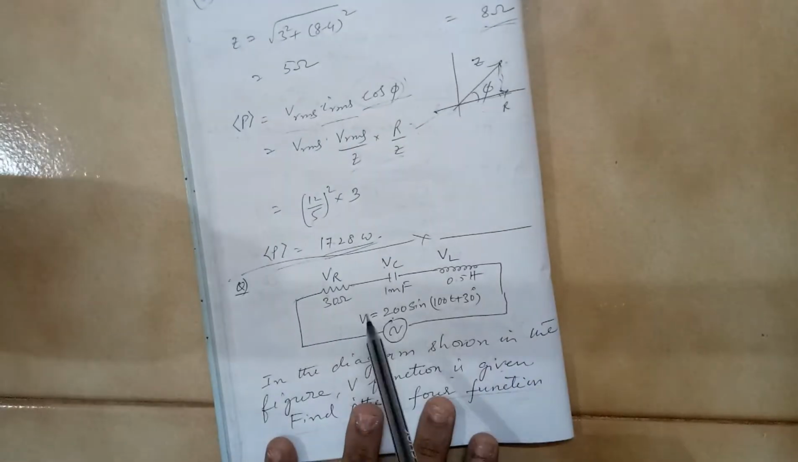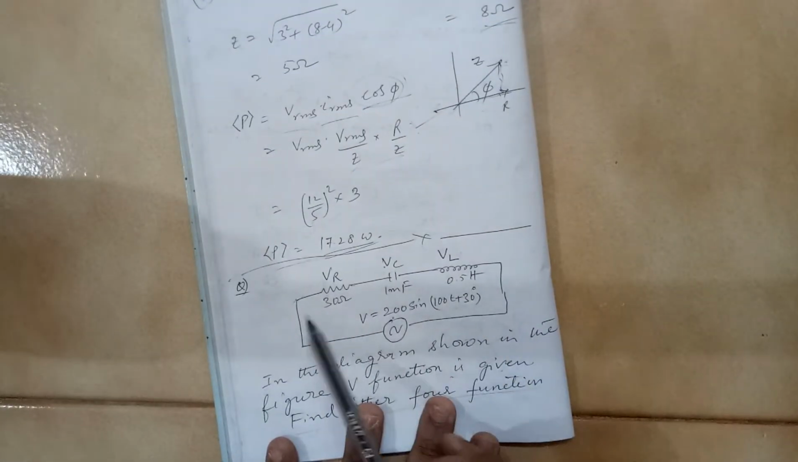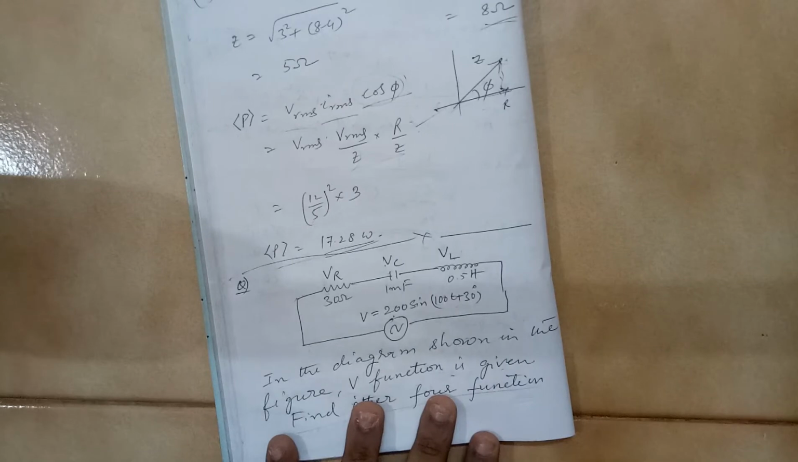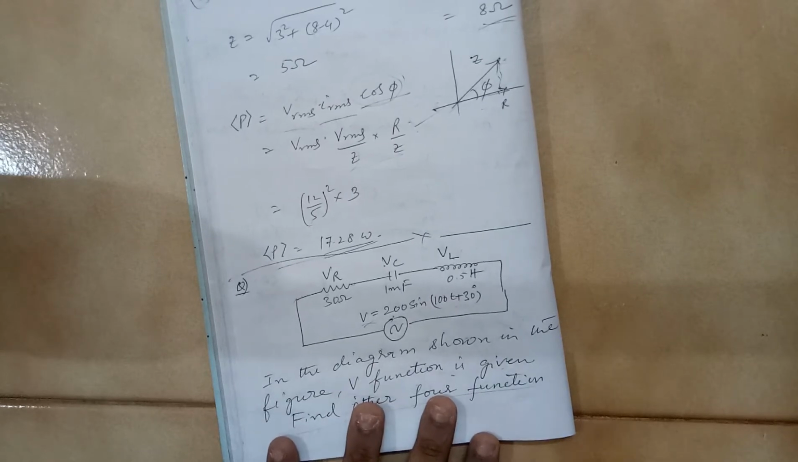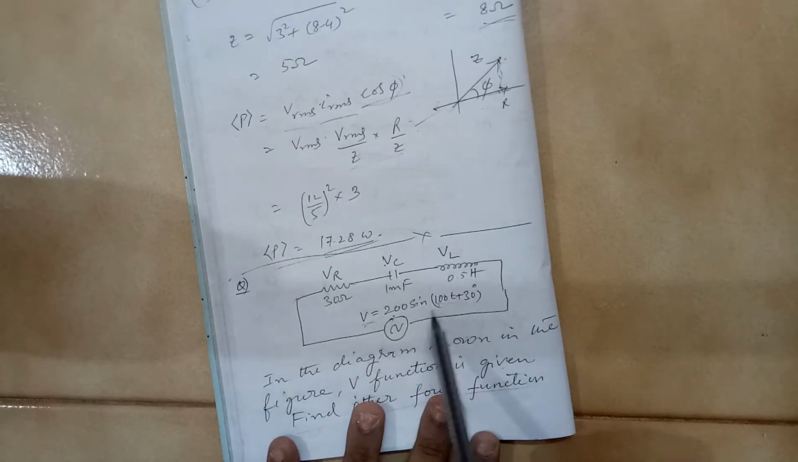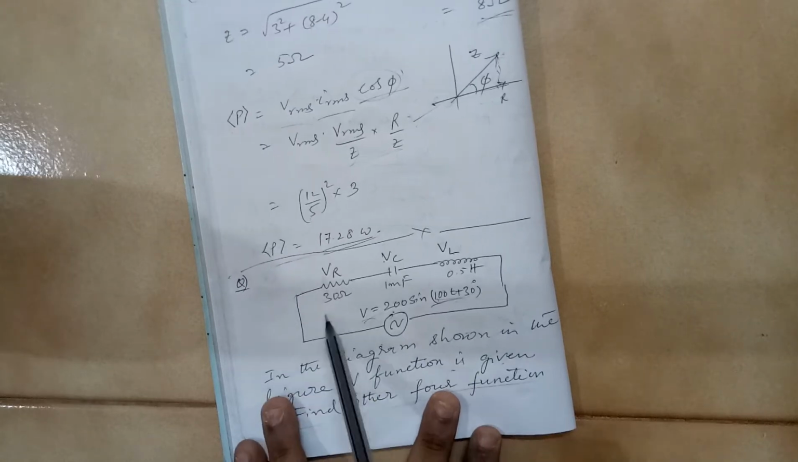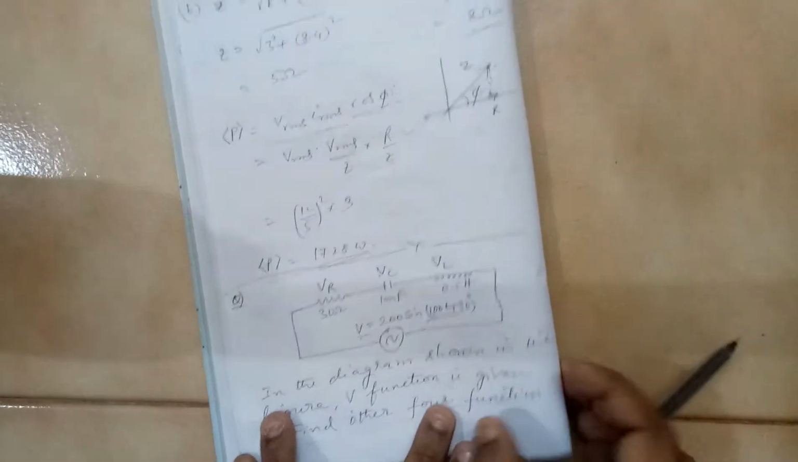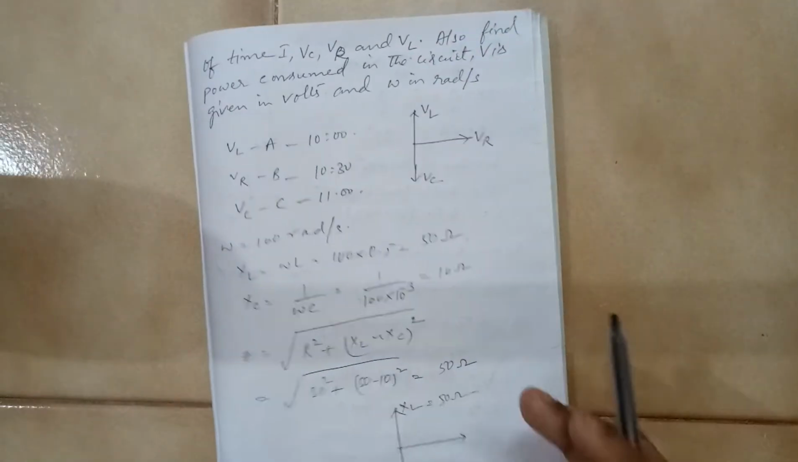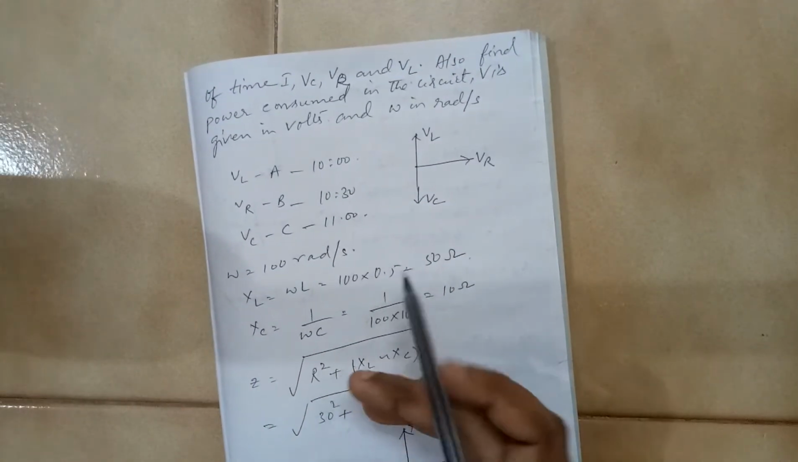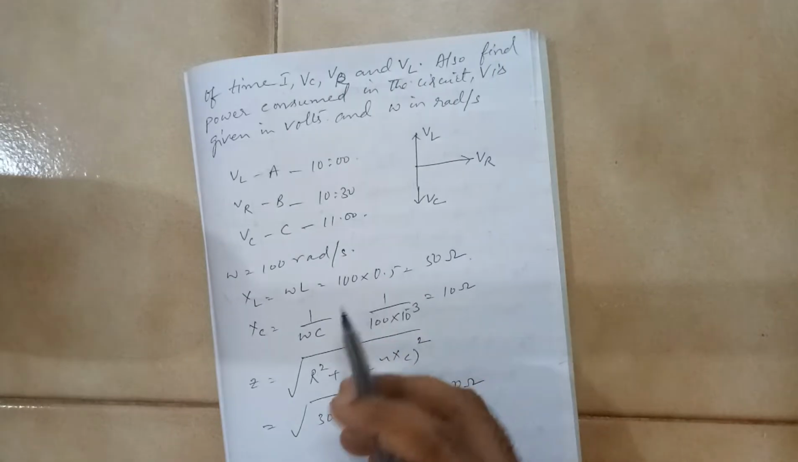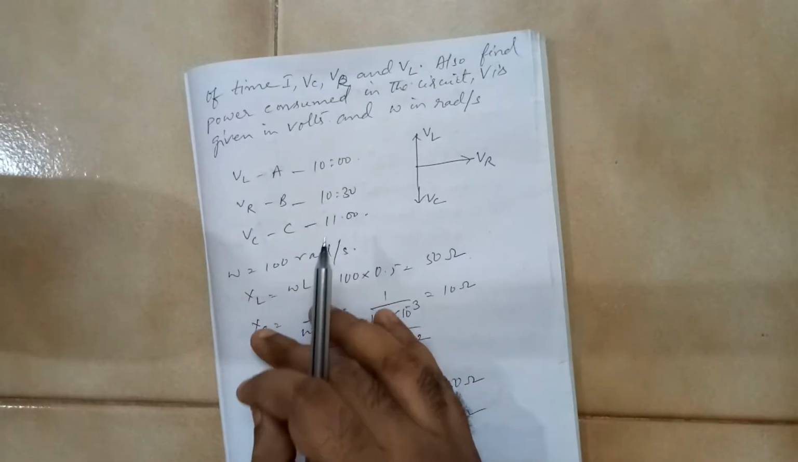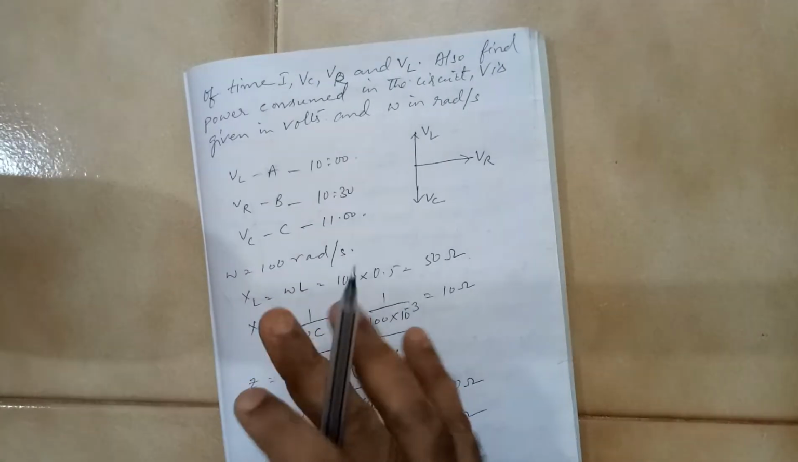Okay, so an LCR circuit is provided. Its voltage is given. It's an AC source because it's a time varying function, and the resistance, capacitance and inductance values are provided. Now always we come across this: voltage is ahead of current and all these things.